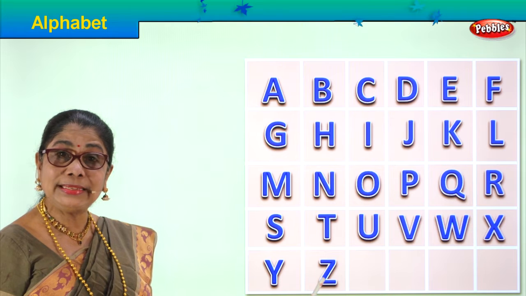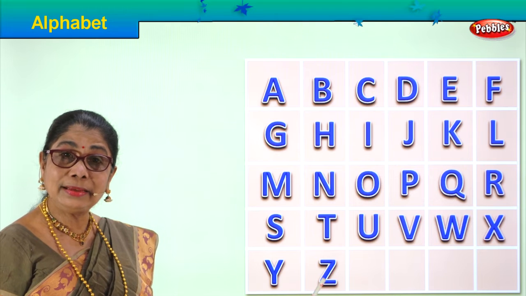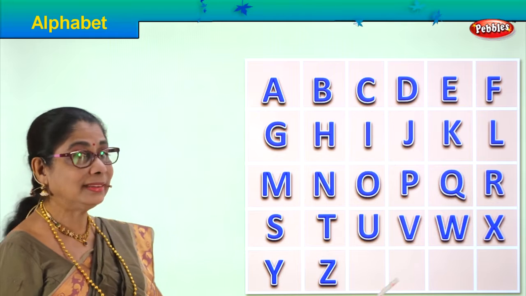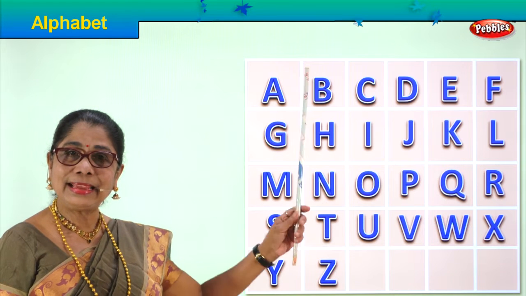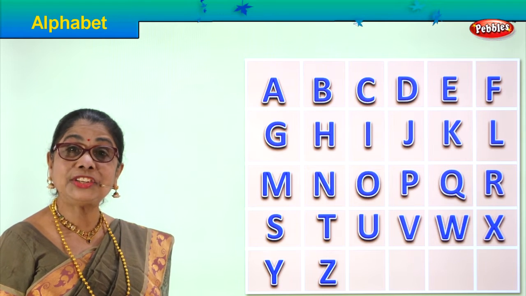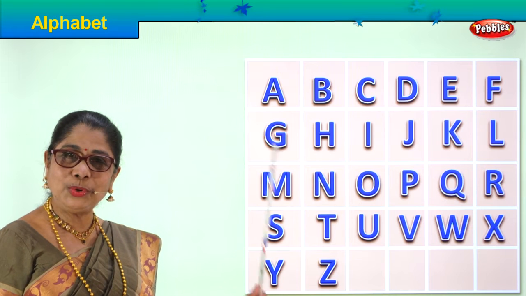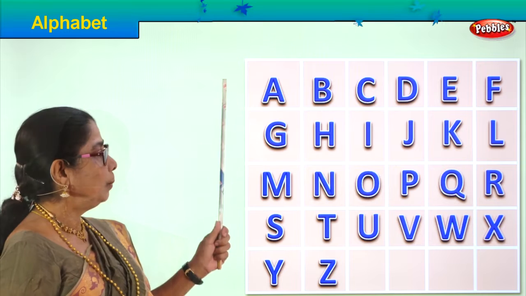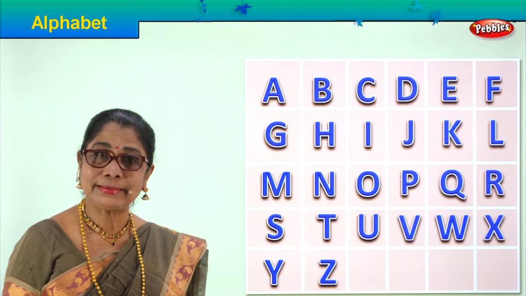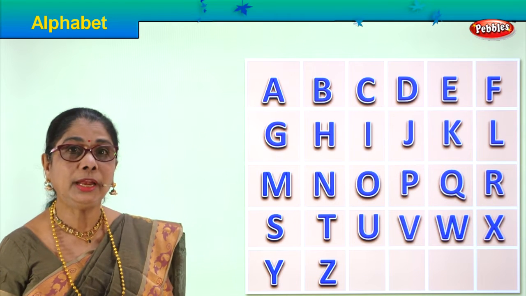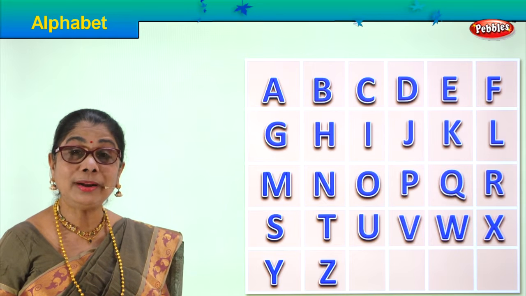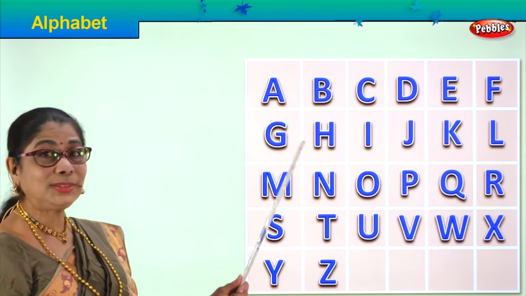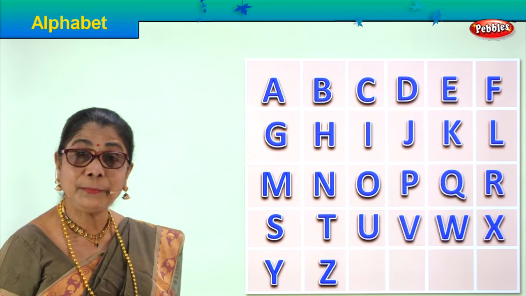Zoo, Z. Sound is Z. So we have done 26 letters, capital letters in the English alphabet. Now you know the letter, recognize the letter and the sound. Good. We have learned 26 letters in the English alphabet, big letters. What did you learn? You learned to recognize the letter with the sound. Let's go through it again, shall we?